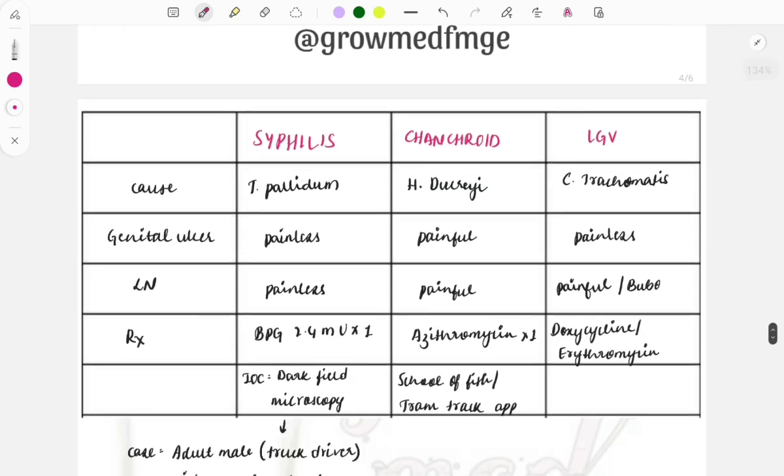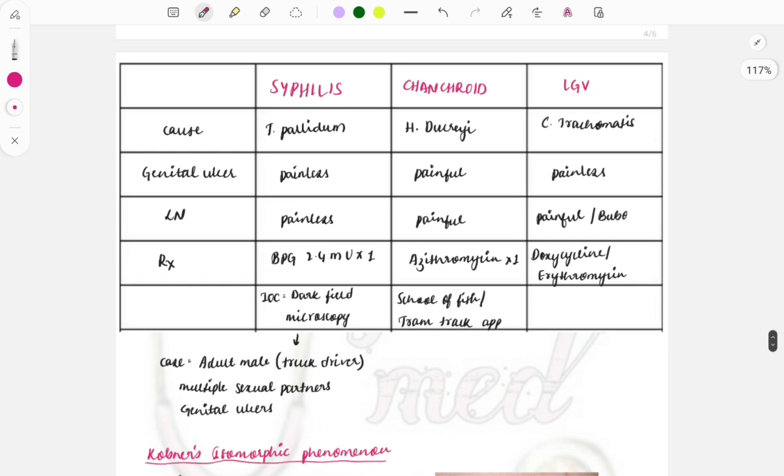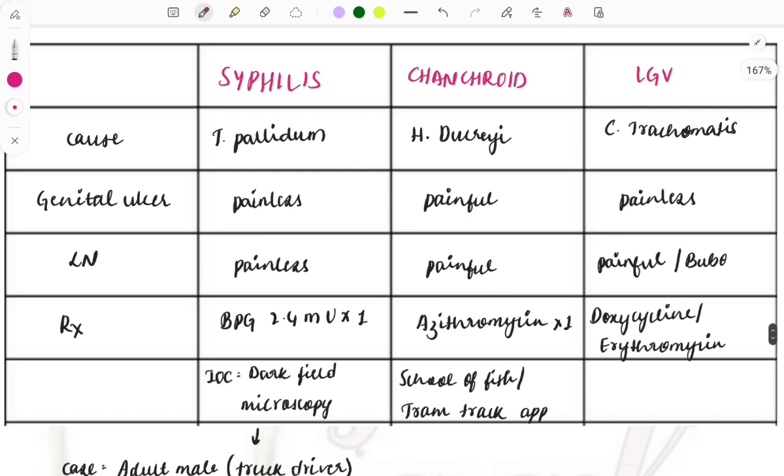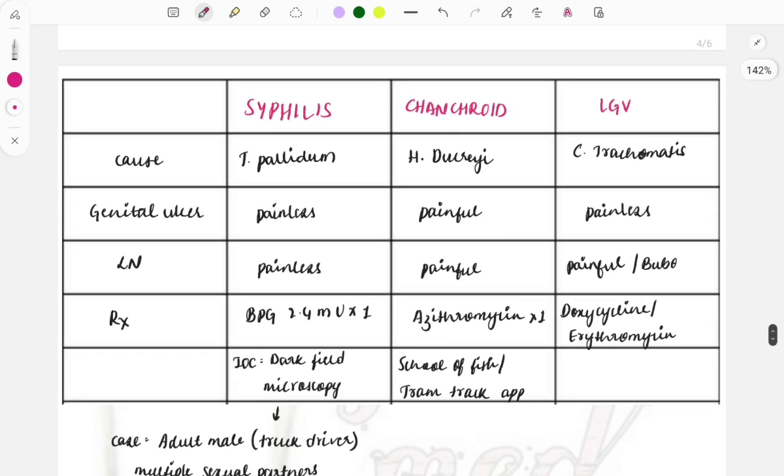Then moving on to another very important and a repeat topic, that is sexually transmitted diseases. Okay, so three important ones: syphilis, chancroid, and lymphogranuloma venereum. So questions are asked on the causative organism and the treatment, and also what kind of ulcer it can cause. Easy to remember. See, syphilis causative organism is Treponema pallidum, and the ulcer which it causes is painless.